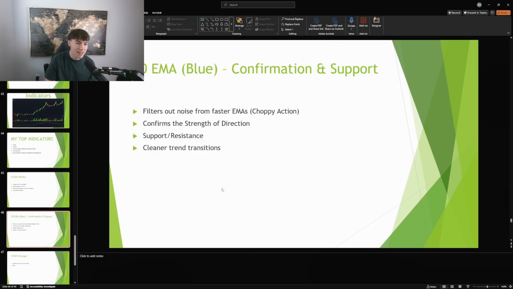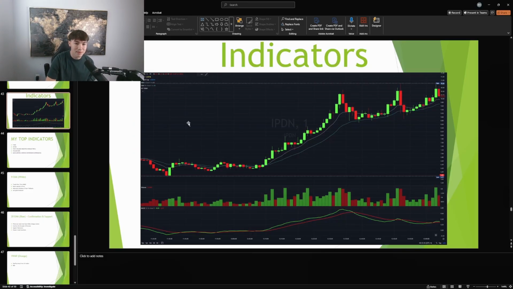And so the next EMA that I use is the 20 EMA, and this one filters out the noise from the faster EMAs like the 9 EMA. And so you can get more consistent support and resistance levels, and then you can confirm the strength and direction of the stock. If you're just trading in this choppy area of the 9 EMA and we're going above and below and above and below, most of the time this 20 EMA is going to hold a little bit stronger, like you can see in the support area for the 20 EMA, than the 9 EMA did, where it goes above and below quite frequently.